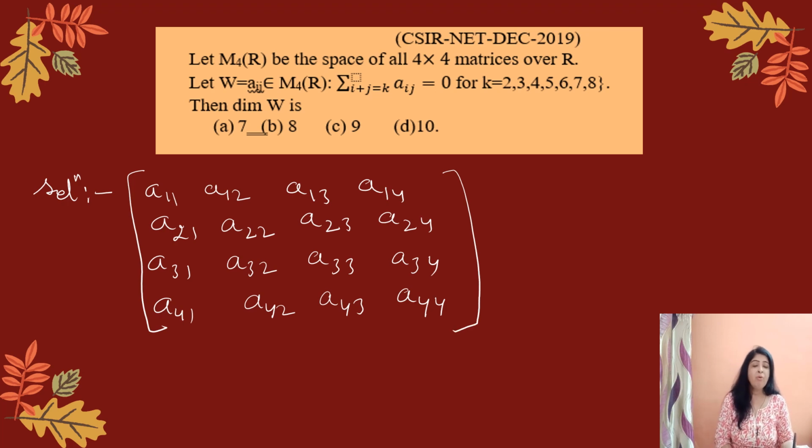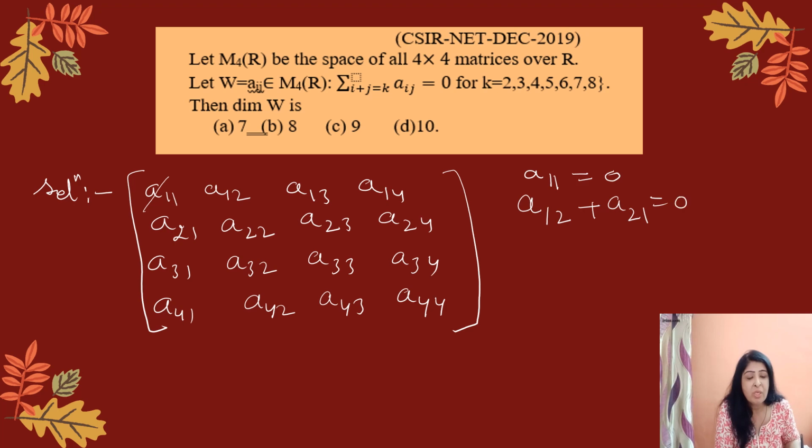Clear? Now k varies from 2 to 8. So first of all we take i and j as 1, 1. So what we will get, A11 is equal to 0. Clear? Then let us take i is equal to 1 and j is equal to 2. So what it will be, A12 plus A21 is equal to 0, implies A12 is equal to minus A21.